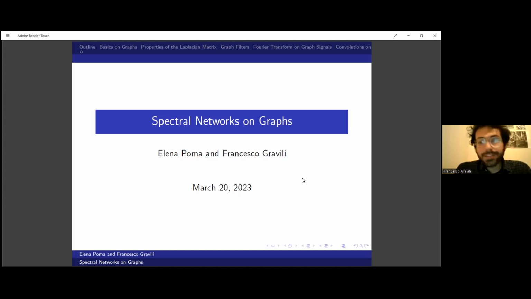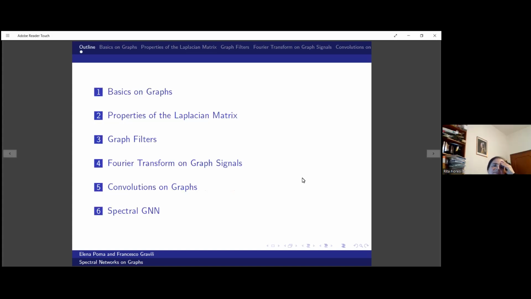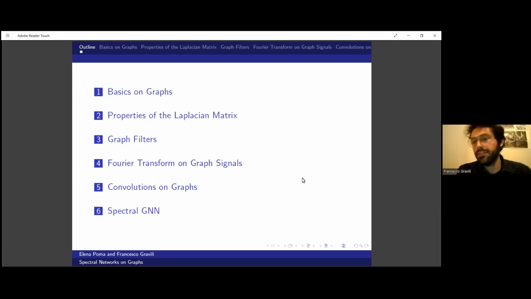The topic is centered on the construction of spectral graph neural networks, which is based on the spectral decomposition of the Laplacian matrix. That we couldn't do in class, unfortunately. That would be very interesting. There are a lot of mathematical topics connected with it. But let's try it together. Okay, this is the outline of the presentation: basic definitions on graphs, properties of the Laplacian matrix, graph filter, Fourier transform on graph signals, then convolution, and finally the spectral construction of graph neural networks.